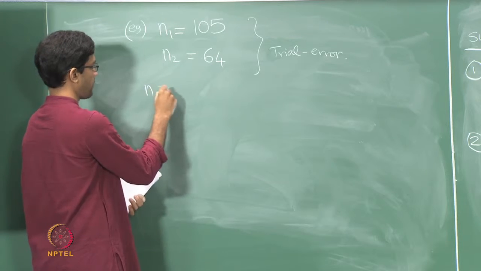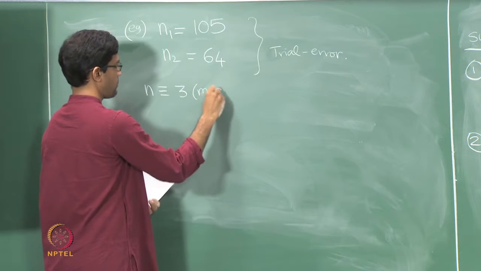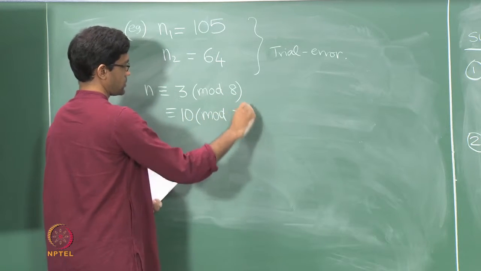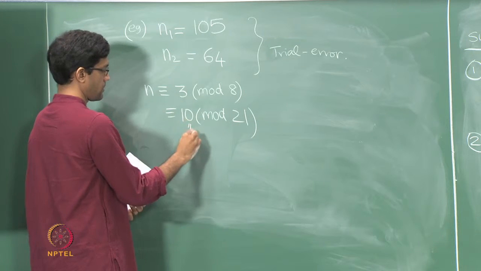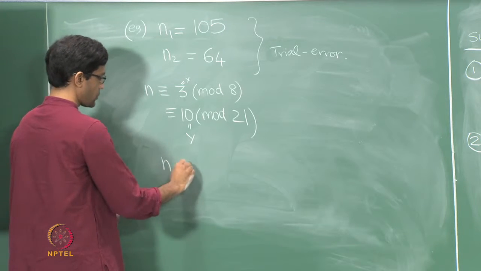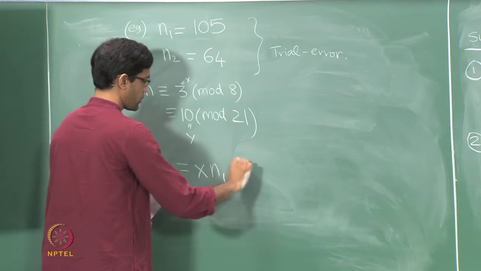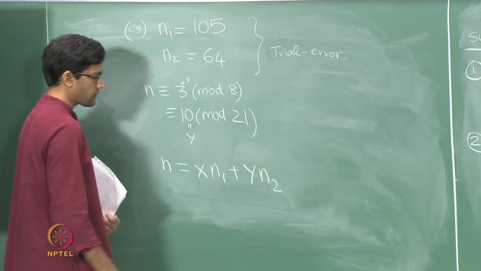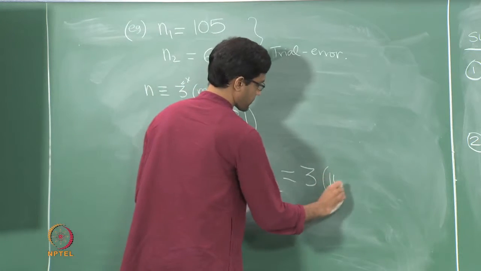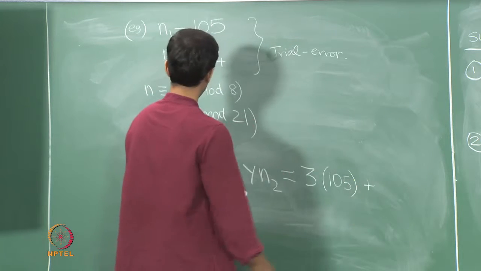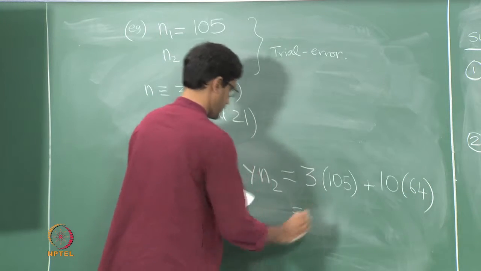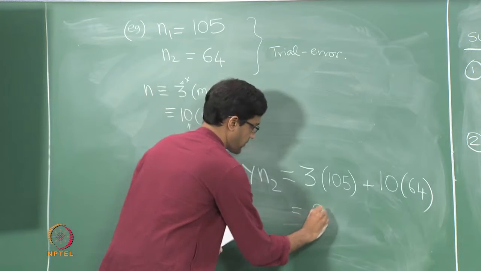Suppose I want to find n which is congruent to 3 mod 8 and 10 mod 21, which is what we tried to do. So in other words, x is 3 and y is 10. What does the solution give us here? Since you know the solutions n1 and n2, the general answer is just given by x n1 plus y n2, which in this case is 3 into 105 plus 10 into 64, which turns out to be 955.